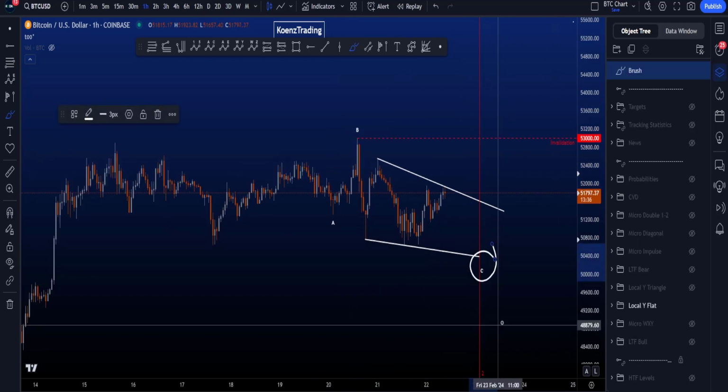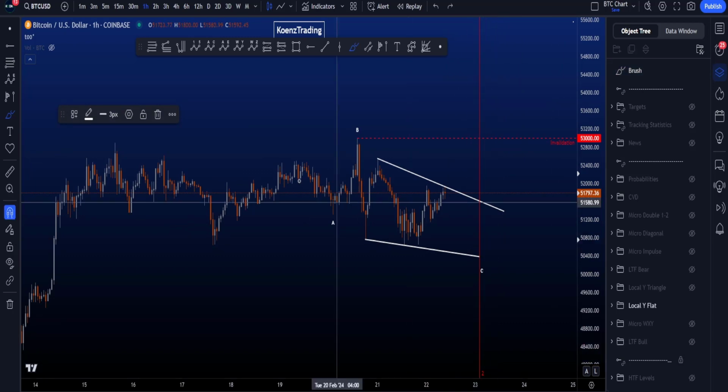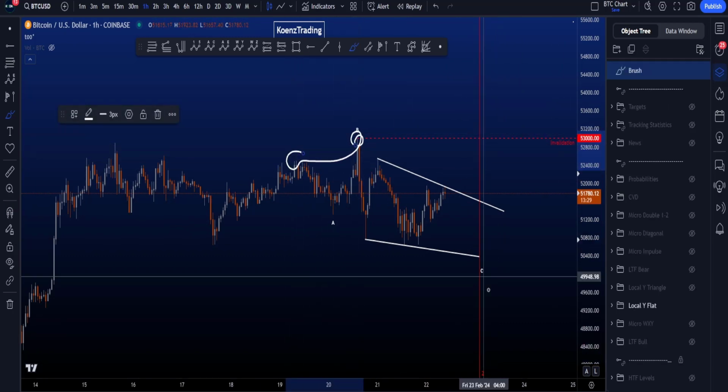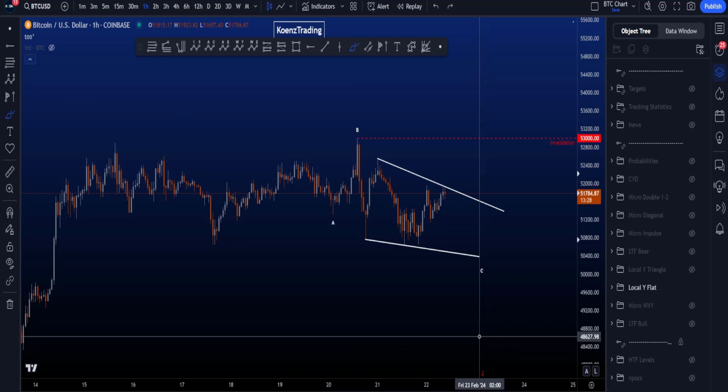Preferably, this wave C is not going to touch the 2-fib time taken from the high to the end of wave B over here. A wave C hitting the 2-fib time, currently sitting on Friday the 23rd of February, 2 a.m. Central European time, is going to lower the probabilities for this to be a flat structure.